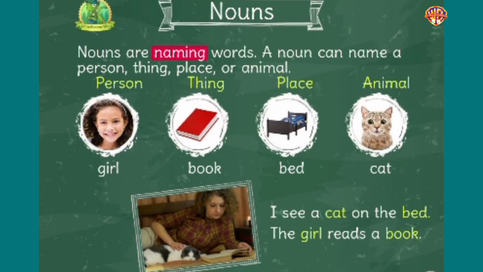Nouns are naming words. A noun can name a person, thing, place, or animal. Person. Girl. Thing. Book. Place. Bed. Animal. Cat. I see a cat on the bed. The girl reads a book.